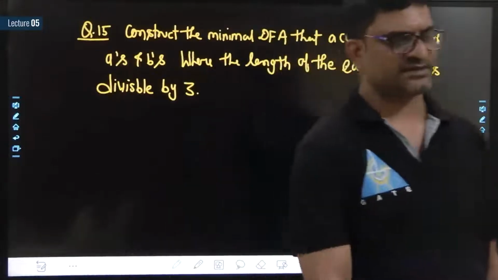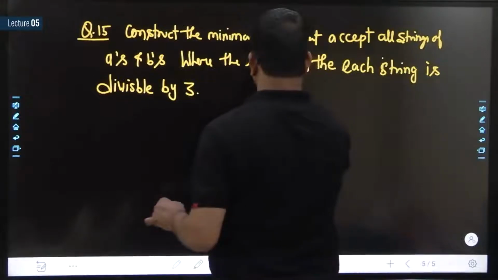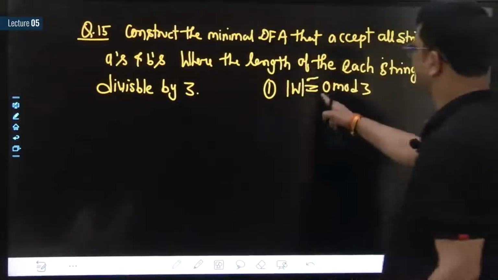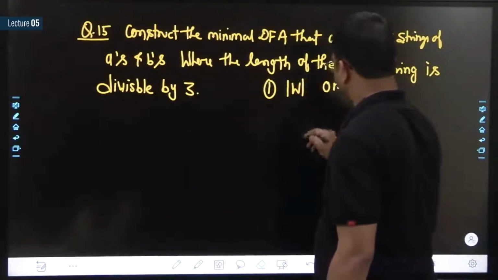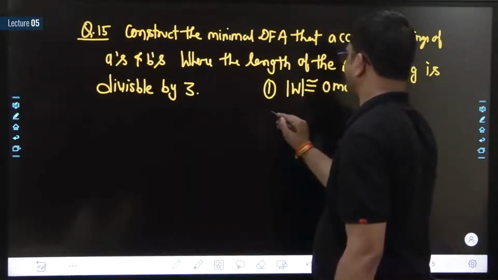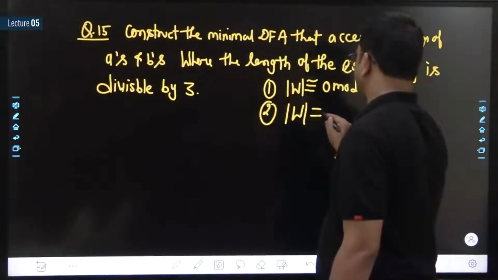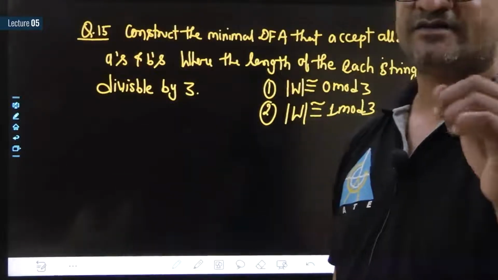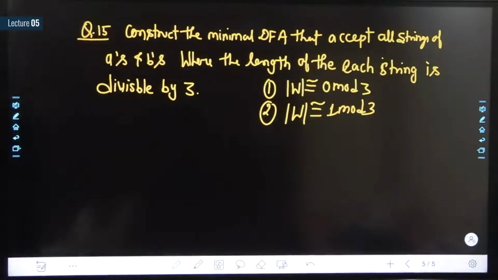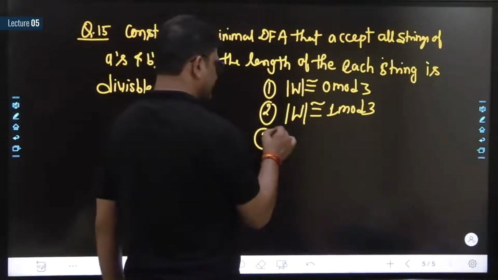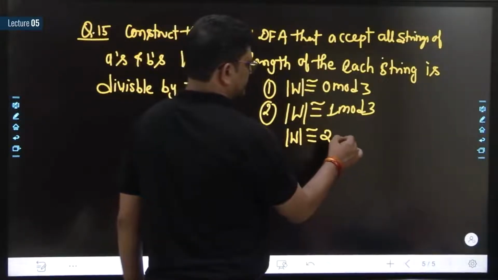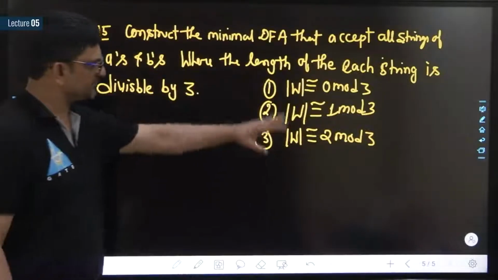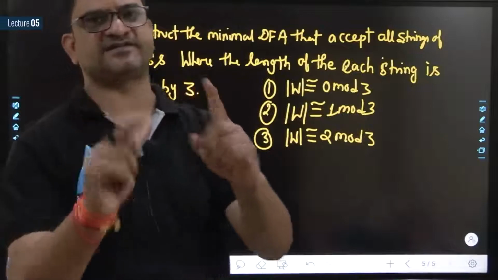There are three questions possible. First, we can write this question also in the form of length of the string congruent 0 mod 3. What do you mean by this? Length of the string is divisible by 3. Next question, length of the string congruent 1 mod 3. When we divide the length of the string by 3, the remainder is always 1. Clear? Next, 2 mod 3. The number of states is always 3 in all these three questions, but the difference is with the final states.